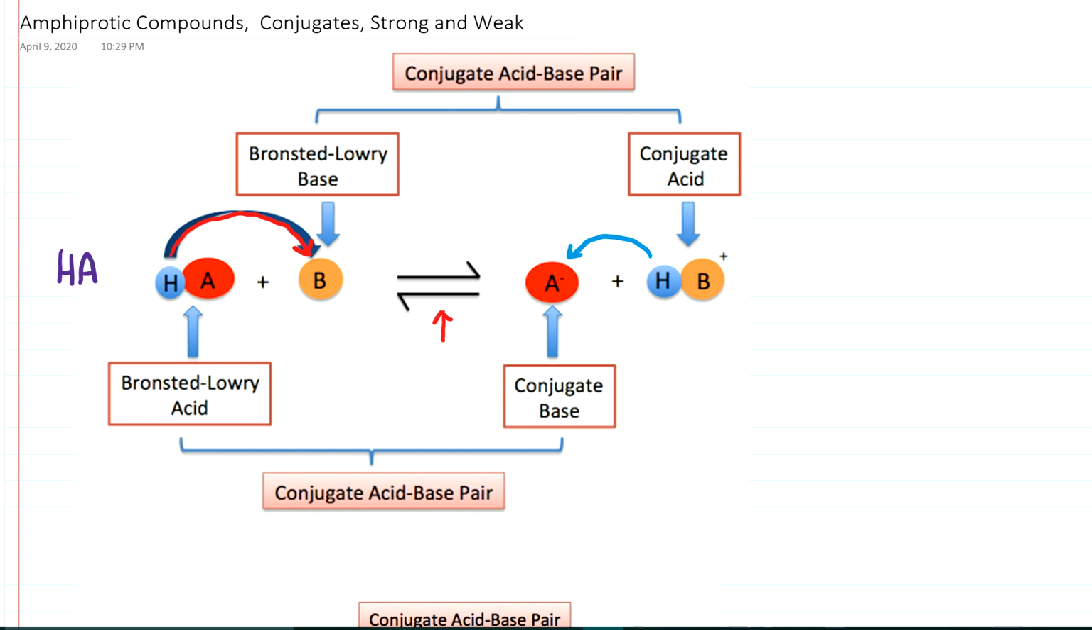So notice on one side there's an acid and a base. On the left side there's this acid and this base. But on the right side, there's also an acid and a base. So this is the acid, and this is the base. And that does differentiate Bronsted-Lowry from Arrhenius also.